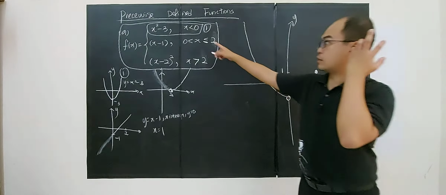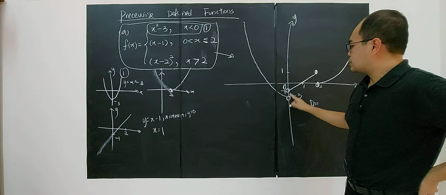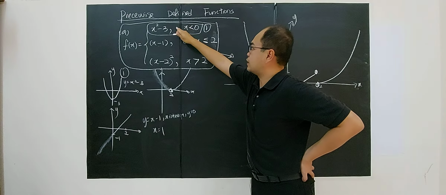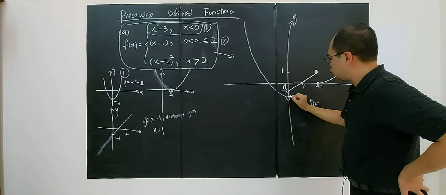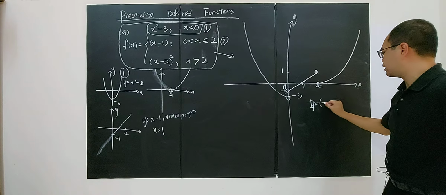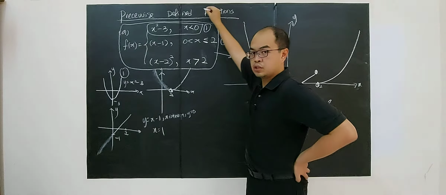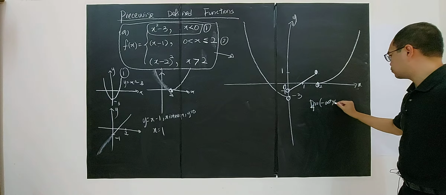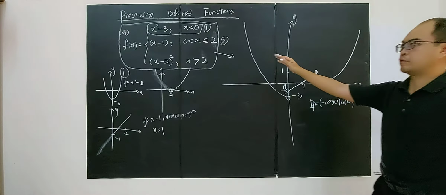You have to be careful when you read the domain from a piecewise function. You can look at the intervals here, if they are joining. If you look at 0, 0 is not included, even for the first interval and the second interval. Can you see there are 2 empty circles here? So I'm going to write negative infinity, because there is a graph here. The quadratic graph continues. So if we're up to 0 here, I'm going to break it at 0 because 0 is not included.